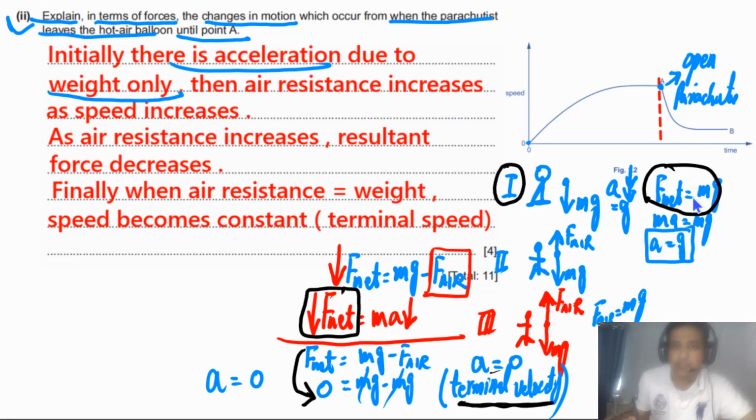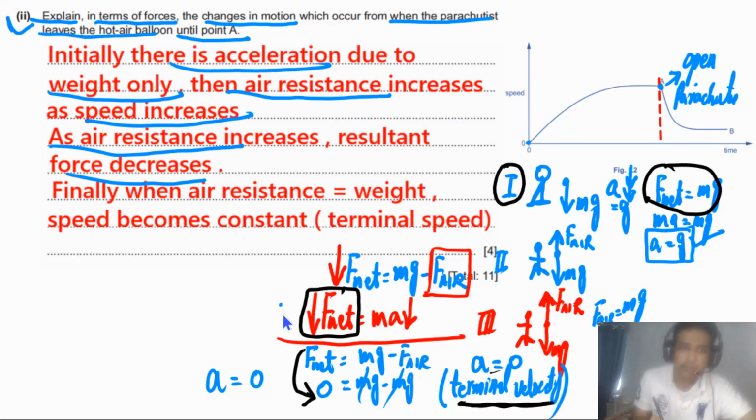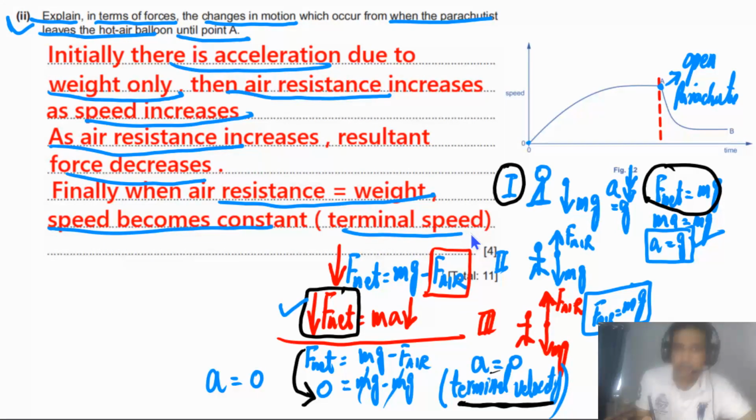So we have seen resultant force initially is equal to mg, so a is equal to g. Then air resistance increases, as we have discussed here. Air resistance increases as speed increases. As air resistance increases, resultant force decreases. Finally, when air resistance is equal to weight, speed becomes constant, meaning it has reached terminal speed. And this question has 4 marks. If you have written these 4 points, you will get 4 marks.